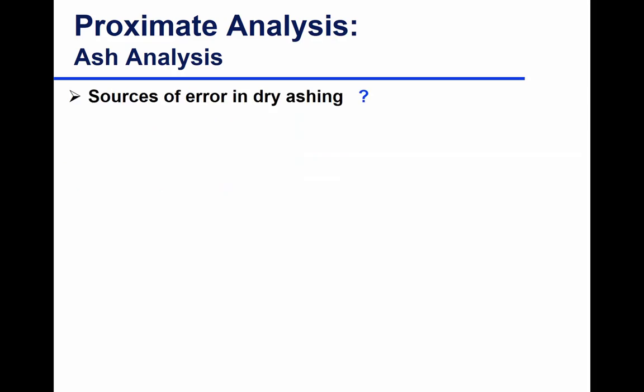What can you anticipate in terms of sources of error in dry ashing? We talked about a few, but what can you anticipate?